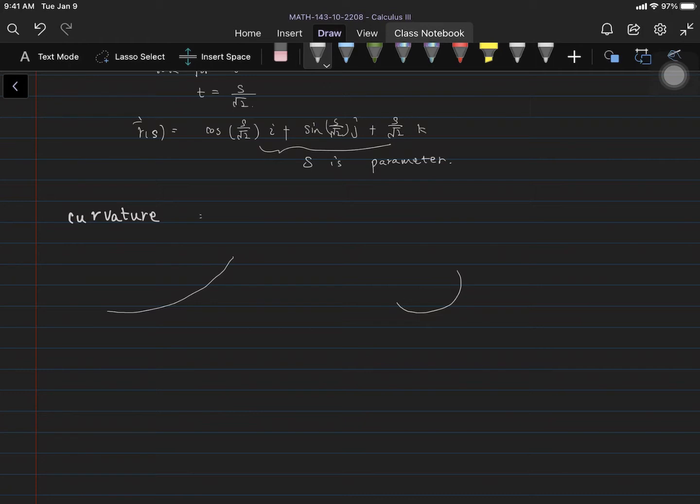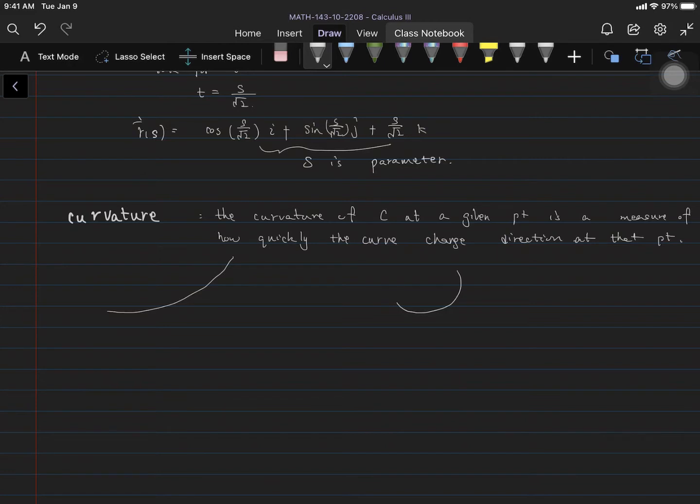The curvature of a curve C, where C means a curve, at a given point is a measure of how quickly the curve changes direction at that point. So that's the meaning of the curvature.